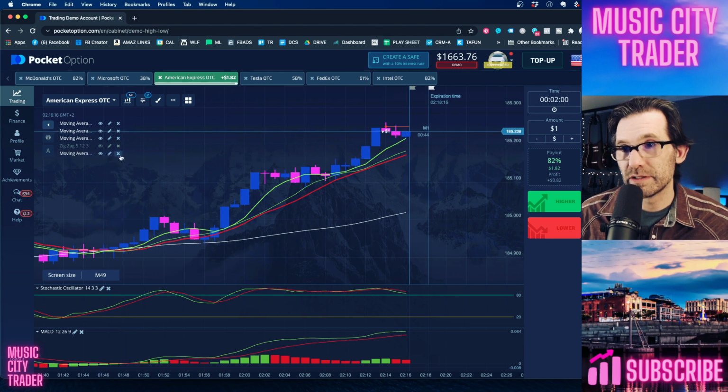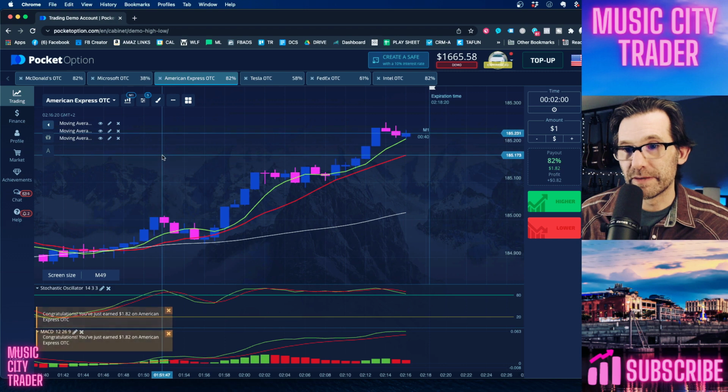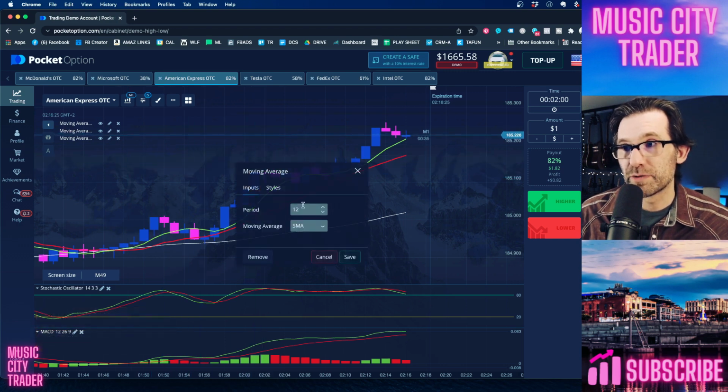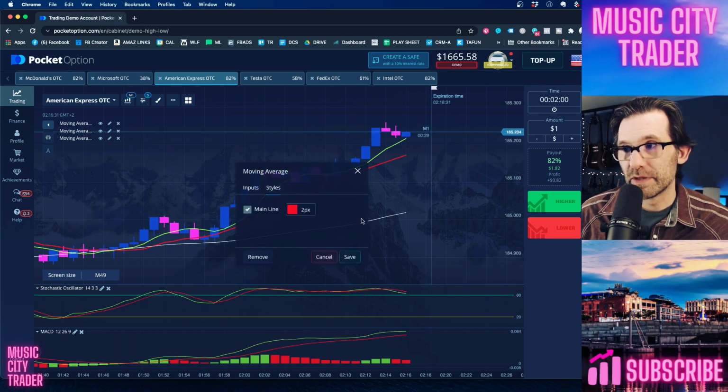To get rid of these, you just click the X. I'm going to get rid of the zigzag too. I haven't been using that. I just want a demo bid. Great. Then you want a 12 moving average, SMA, and that one is going to be my red line.